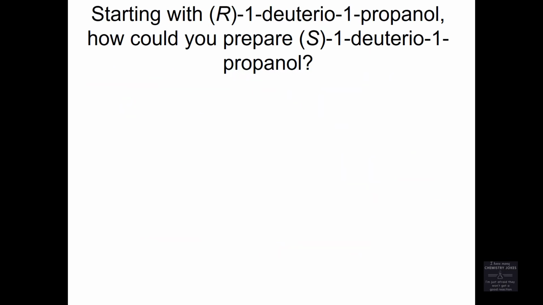Let's see how to use that recap, that knowledge, in a few problems. Starting with R-1-deutero-1-propanol. That means the deuterium needs to be dashed in order to be R. How could you prepare S-1-deutero-1-propanol? Oh, well, it's the same thing, just wedged.